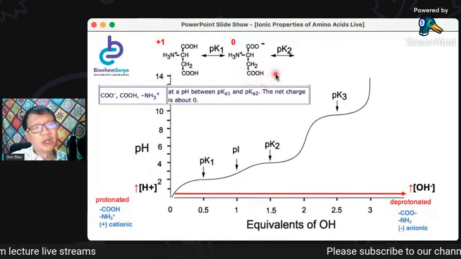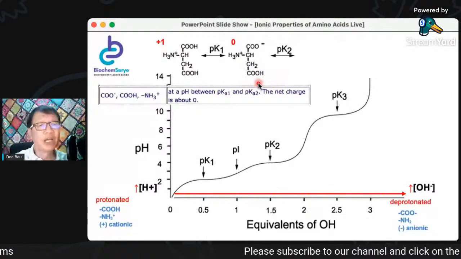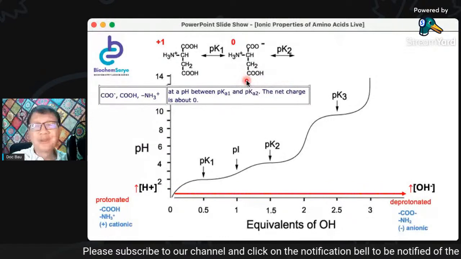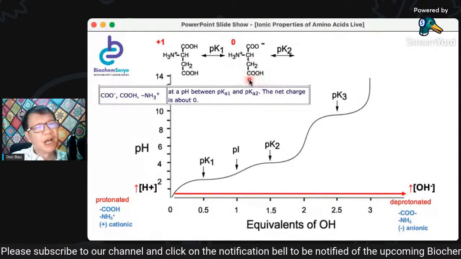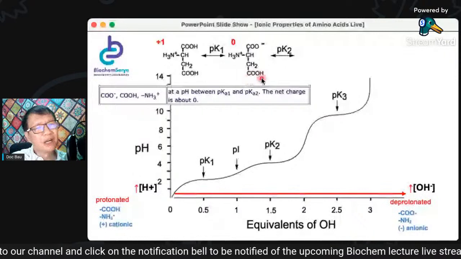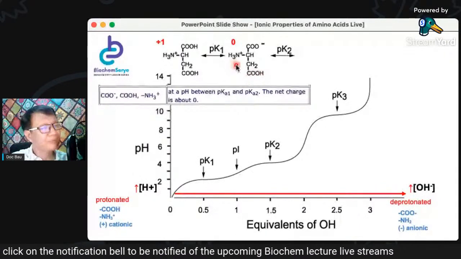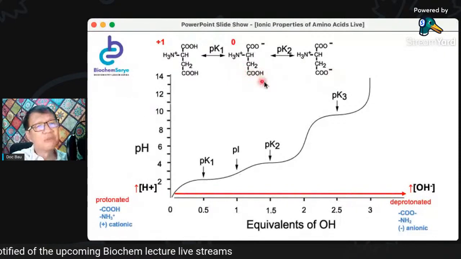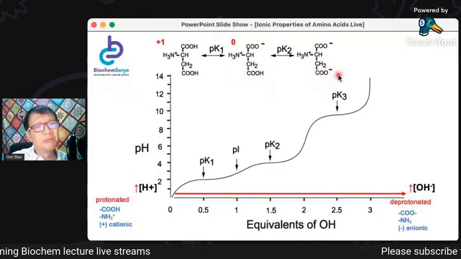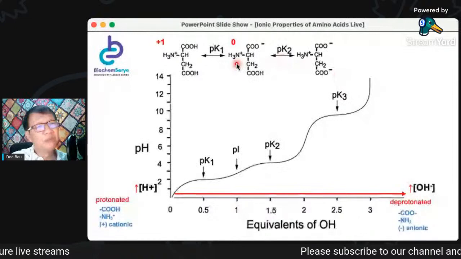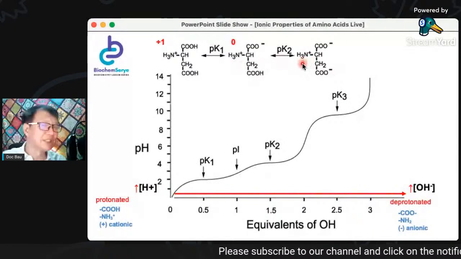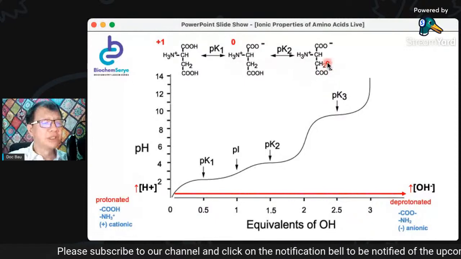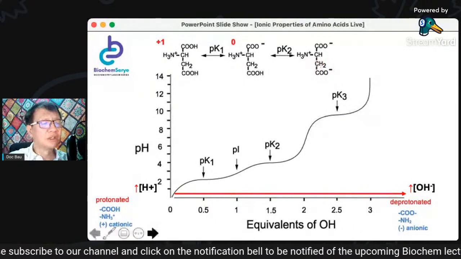But we're titrating now, we're adding more hydroxide, removing hydrogen ions. Which will deprotonate first, the beta carboxyl or the alpha amino? Of course, the more acidic. It is your beta carboxyl that will give first before your alpha amino. Your alpha amino is the last because it's the least acidic, it is the most basic. So our moiety now has two carboxylates.